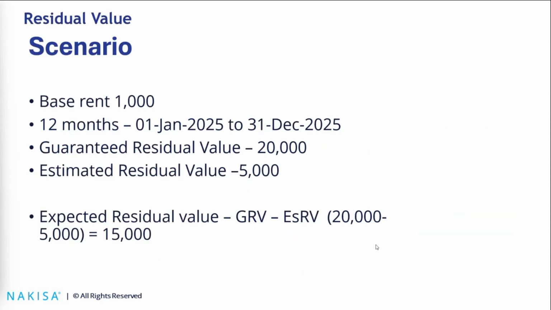Now let's look at a scenario. We have a base rent of $1,000, and the lease term is from 1st Jan 2025 to 31 December 2025. The guaranteed residual value is 20,000 and estimated residual value is 5,000. So the expected residual value is the difference between the guaranteed residual value and the estimated residual value. So the actual payment is supposed to be 15,000.